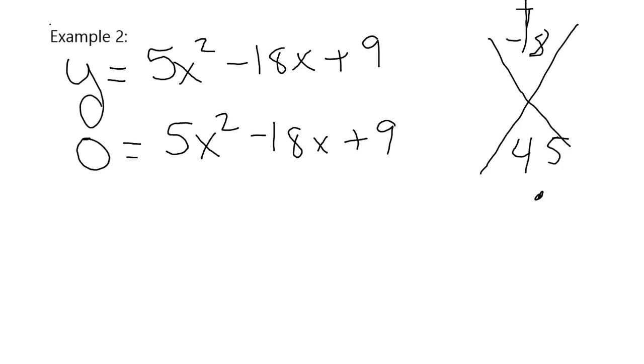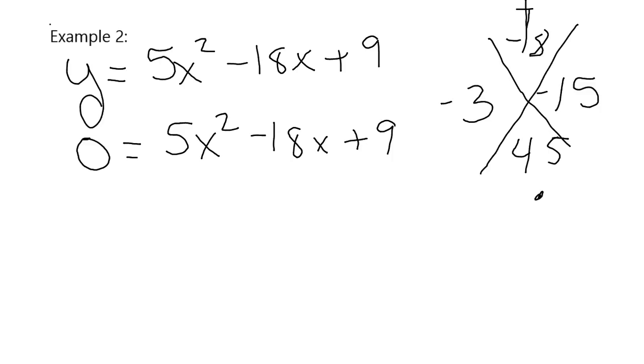My factors of 45 are 1 and 45, 3 and 15, and 5 and 9. For this, I need 3 and 15 because they add up to 18. But we have a negative 18, and to get it to be a negative 18, both of these need to be negative. So a negative 3 and a negative 15. Then we are going to factor by grouping again.